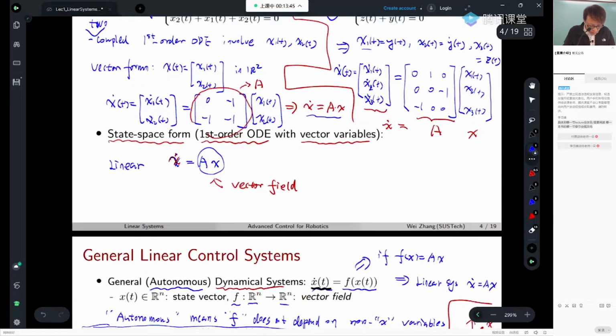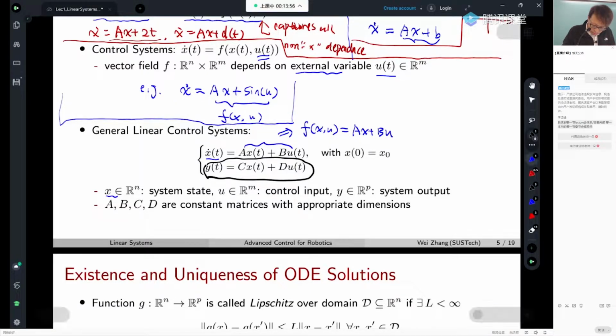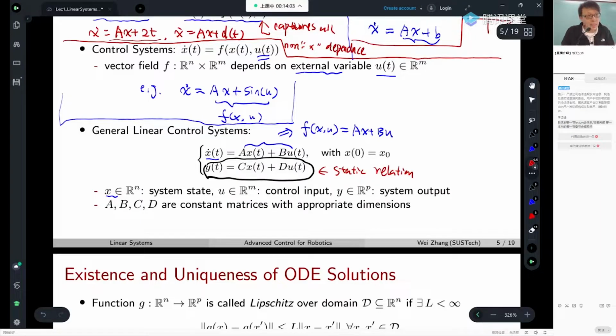Let's go back. The system here, if you look, this is the output equation. This one, I want to point out, is a static relation. What do I mean by static? There are no differentiations, right? If there are no derivatives, this is a static relation. It's a static function. No dynamics, nothing changes, right? So if you know x, then you immediately know y.